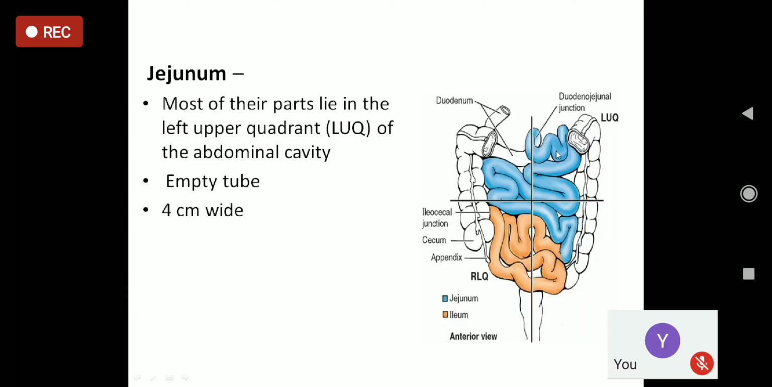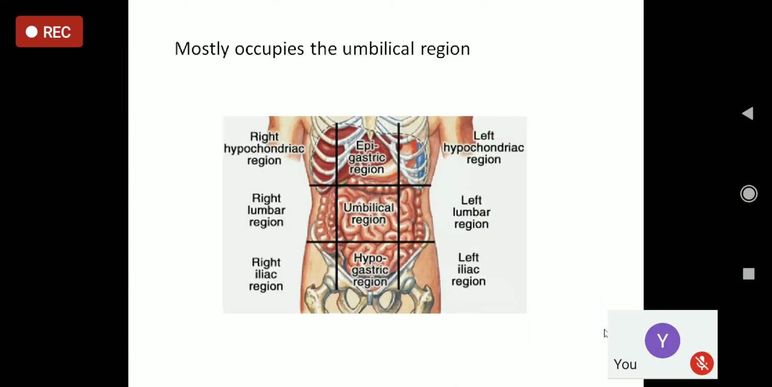Now, in this figure you can see that most of the parts of the jejunum lie in the left upper quadrant of the abdomen. So this is the left upper quadrant of the abdomen. This is the location here. And the jejunum is an empty tube and it measures 4 centimeters. So it is 4 centimeters wide. The width of the jejunum is 4 centimeters.